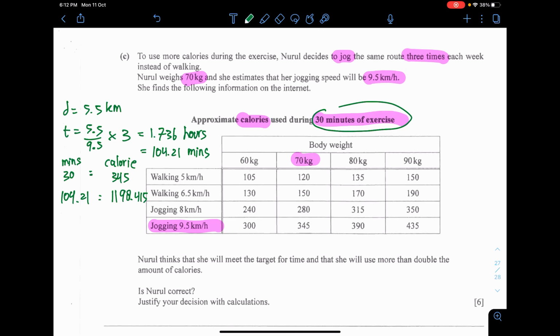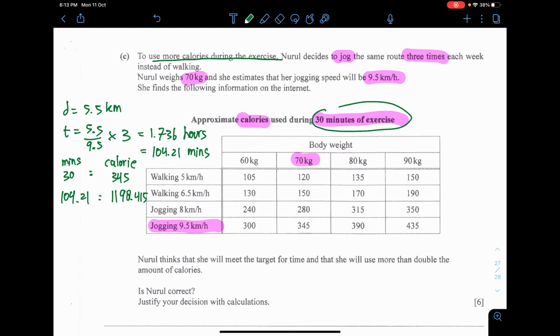What is this question actually referring to? It cannot be 345, right? This table is just telling you that, okay, this is how long you exercise, then this is the calories you burn. Double the amount of calories should be, okay, you see the context here, to use more calories during the exercise. So she wants to burn more calories, so she decides to jog. This means to say that she's basically comparing whether she walks or she jogs.